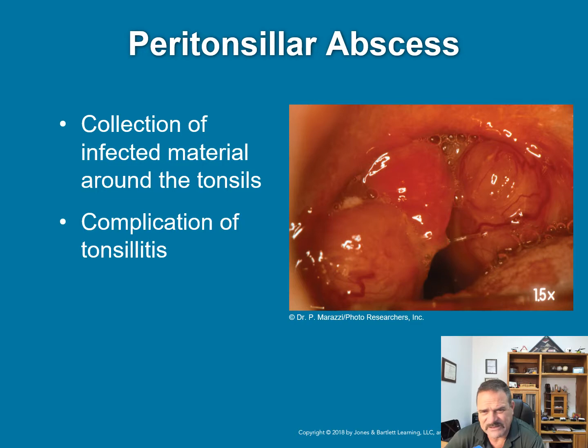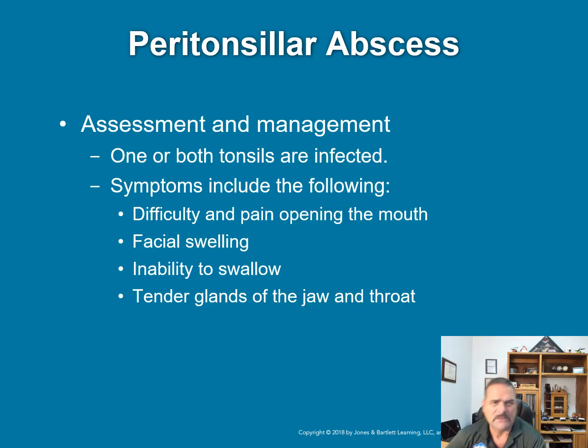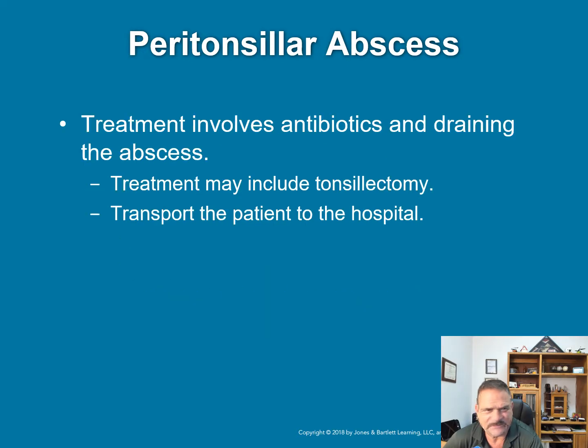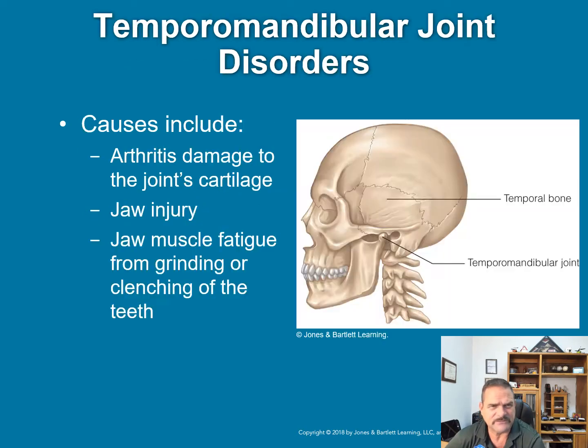Okay, peritonsillar abscesses. These are huge. This is an emergency. This is from a complication of tonsillitis. It's a very big collection of infected material in the tonsils. One or both tonsils are affected. Symptoms can include the following: tender glands of the jaw and throat, inability to swallow, facial swelling, those kinds of things. Treatment involves antibiotics and draining the abscesses. Treatment may also include a tonsillectomy, and prompt transport to the hospital, very much so.